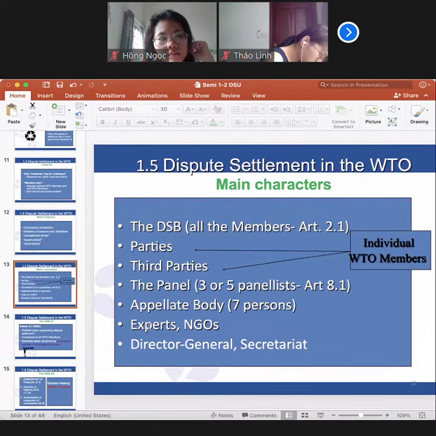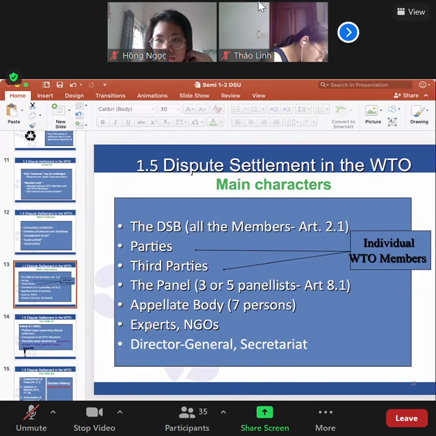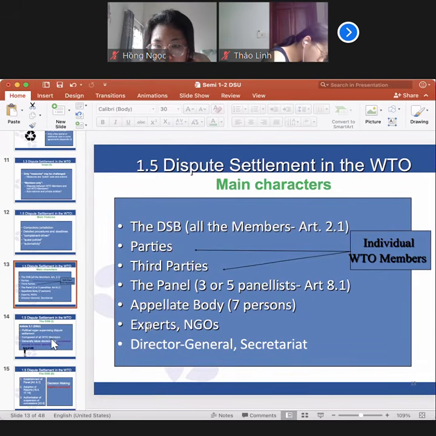But yes, sometimes they have the chance to join the system. So about the secretariat and the director-general, the director-general can nominate the panel members pursuant to the dispute settlement understanding upon recommendation by the secretariat. And so in this case, they may join the system.